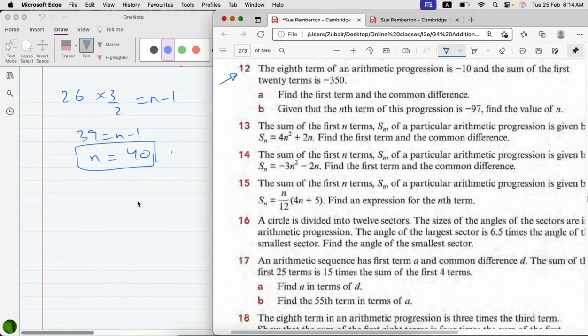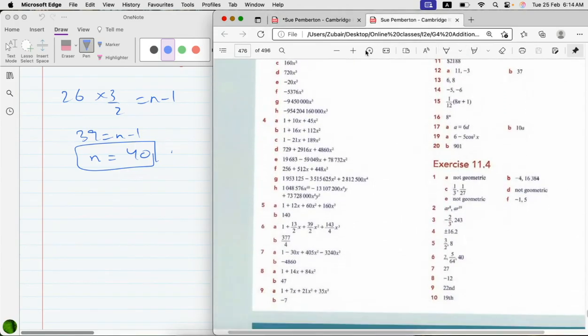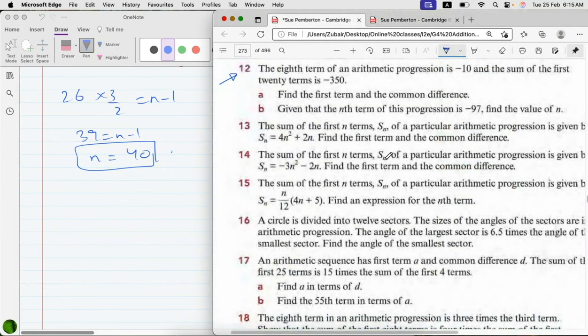So for A part, first term equals 11 and difference equals -3. And then B part, the value of n equals 37. Very good. Both are correct.